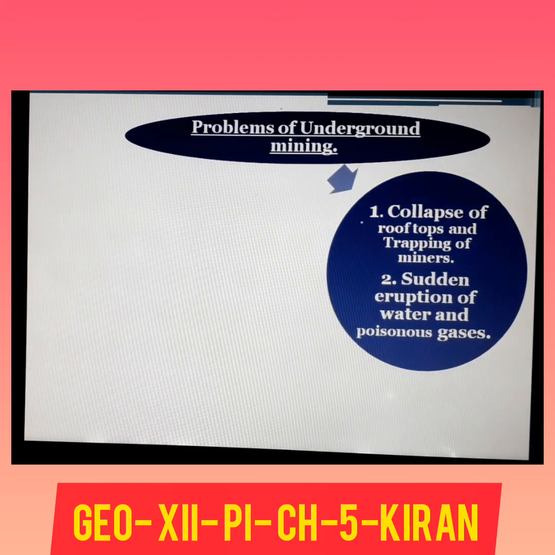The first problem is collapse of the rooftops of the mine, and many miners are trapped inside and lose their lives. The second one is sudden eruption of water and poisonous gases inside the earth. When the mining is taking place, there may be a sudden eruption of water and poisonous gas. This is a very dangerous situation for the miners.